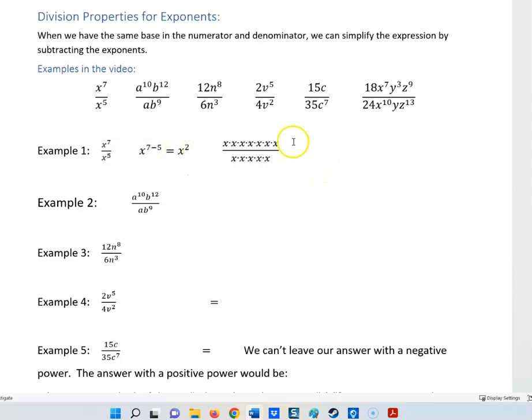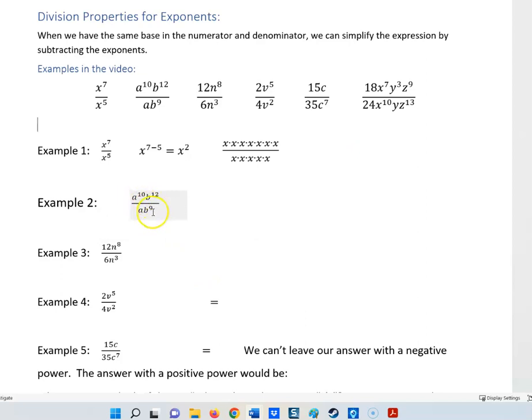If you think about it this way, we have 7 x's on top and 5 x's on the bottom. So if we were to go through and cancel everything we could cancel, there would be 2 additional x's on the top. So that's how we would get x squared. So it's good to ask yourself, where do you have those extra x's?